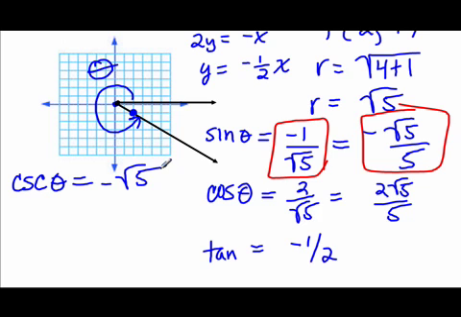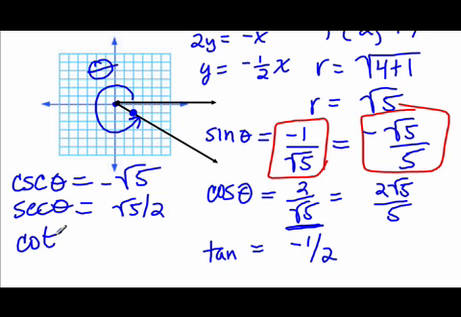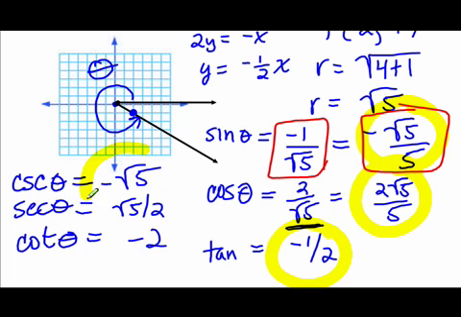Take the reciprocal of cosine to get secant. I'm going to look at this one. Simply flip that one. We get √5 over 2. And we'll flip tangent to get the cotangent, and that's simply -2. So there are your 6 answers for that problem.